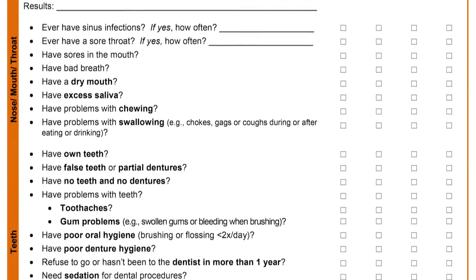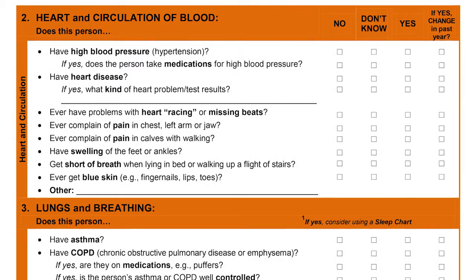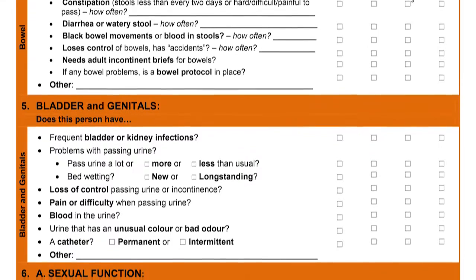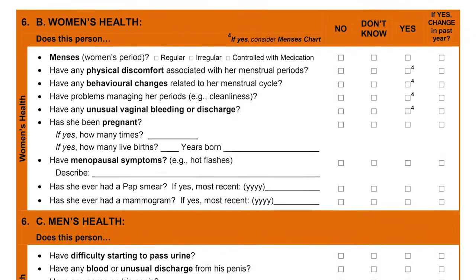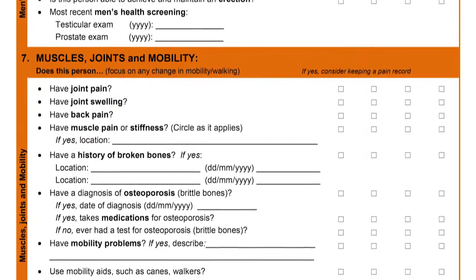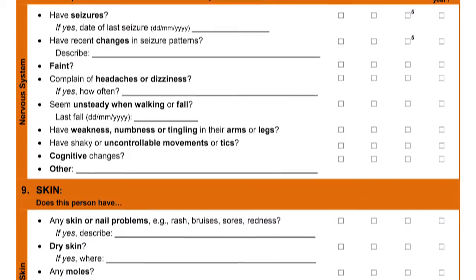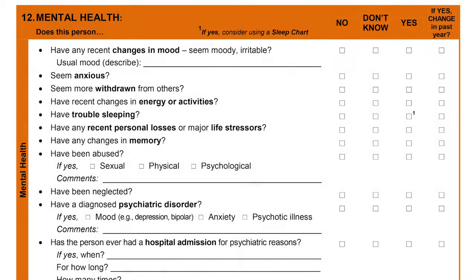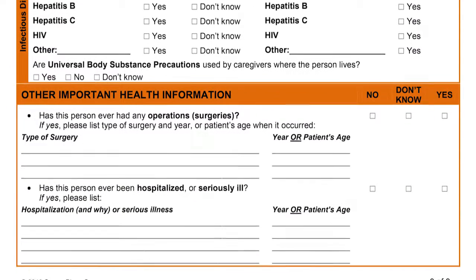So it's eyes, ears, nose, mouth, throat, and teeth. Then it goes to heart and circulation, lungs and breathing, stomach and bowel, bladder and genitals, sexual functioning, and then questions about women's health and men's health, muscles, joints, and mobility. And you see the detail here in terms of all of these questions. Nervous system, skin, thyroid, hormones, behavior, and then mental health and infectious disease. So, and then with a few final questions.